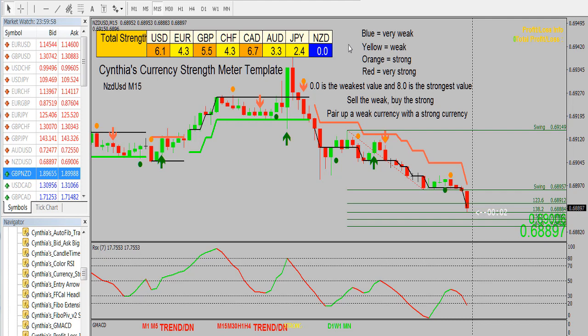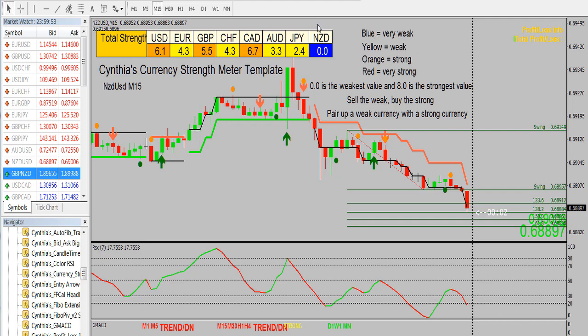So it's better to find some trends which are in the medium range, which is between the yellow and the orange, and then you have the possibility of catching the beginning of a trend and not just entering when the trend is already over.